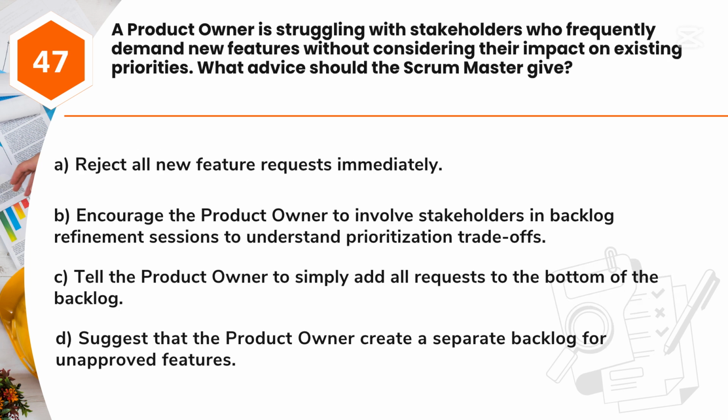Question 47. A product owner is struggling with stakeholders who frequently demand new features without considering their impact on existing priorities. What advice should the Scrum Master give? A. Reject all new feature requests immediately. B. Encourage the product owner to involve stakeholders in backlog refinement sessions to understand prioritization trade-offs. C. Tell the product owner to simply add all requests to the bottom of the backlog. D. Suggest that the product owner create a separate backlog for unapproved features.